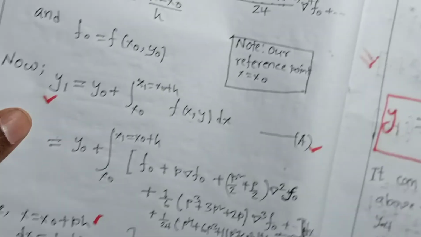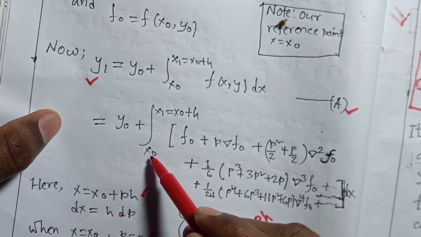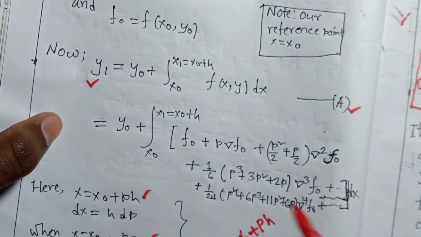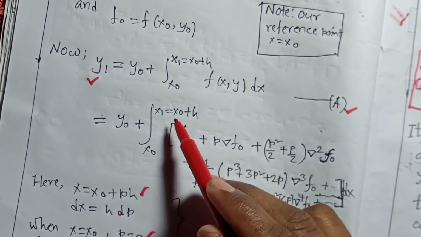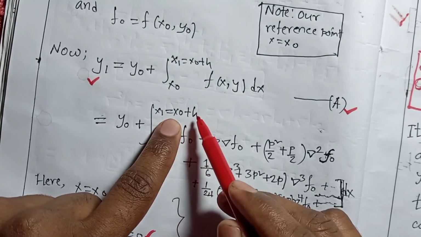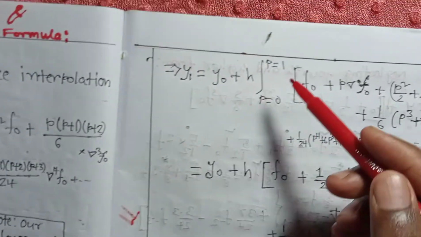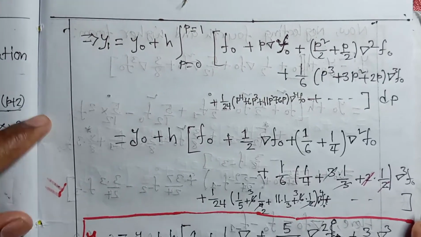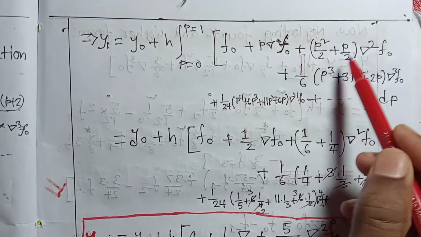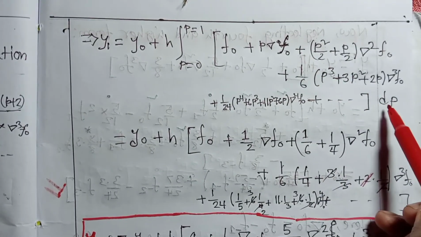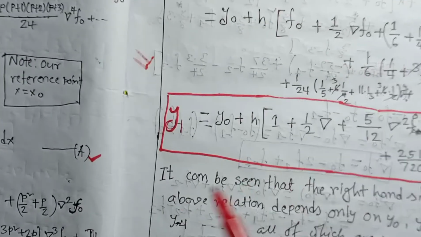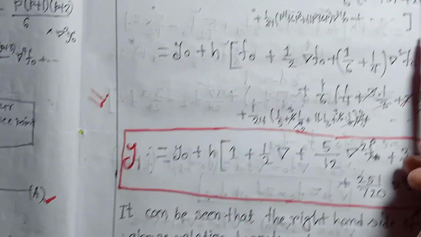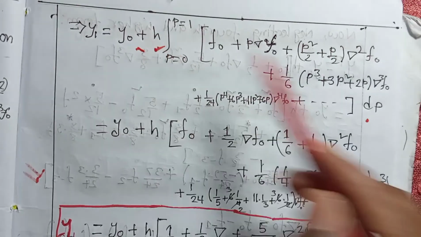When x equals x0, we get p equals 0, and when x equals x1 equals x0 plus h, we get p equals 1. So the integration limit is p equals 0 to 1. The f0 and the other terms remain the same, and dx can be written as h dp.